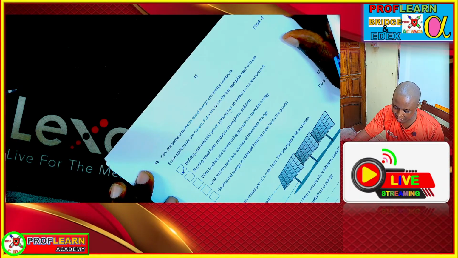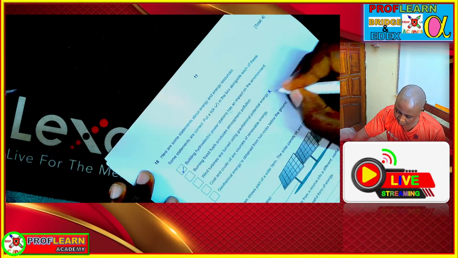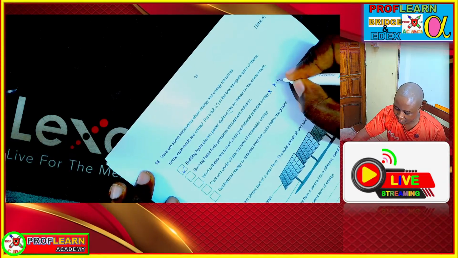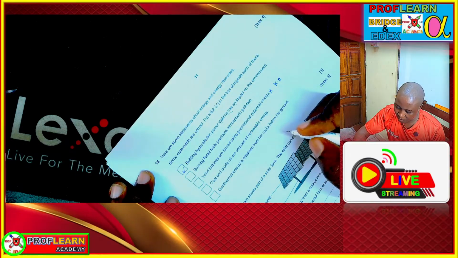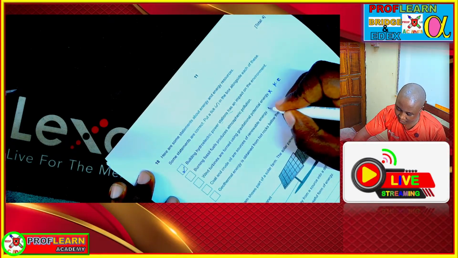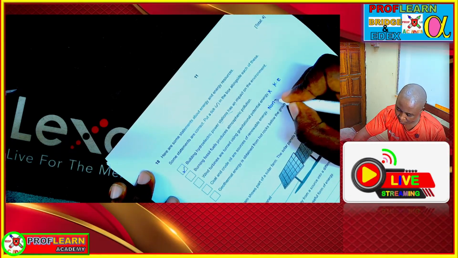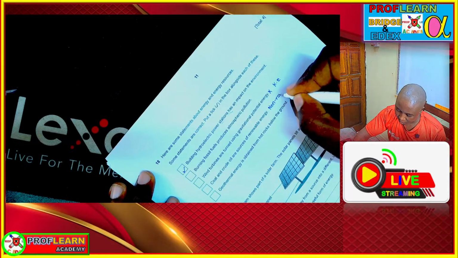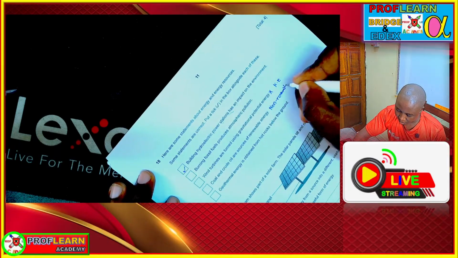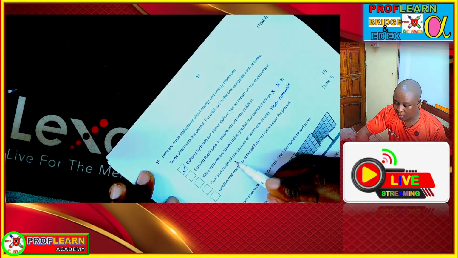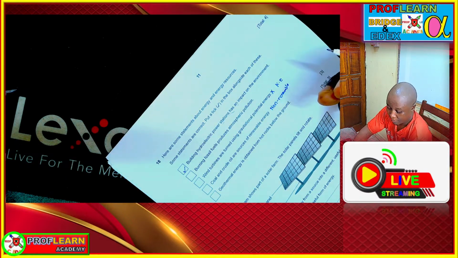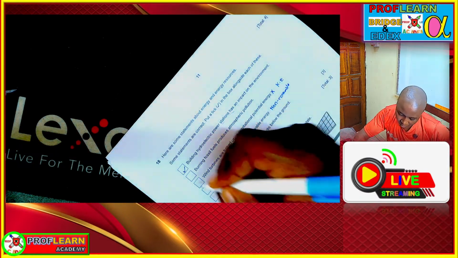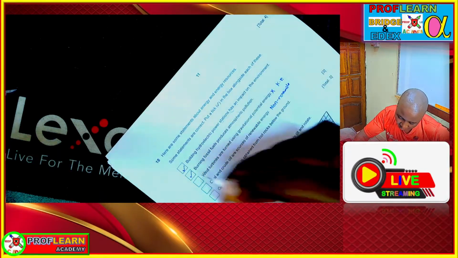Wind turbines are turned using gravitational potential energy. This is very wrong. It's kinetic energy. Coal and crude oil are sources of renewable energy resources. These are non-renewable, because they can be depleted, they can be finished up. So that is why we cannot tick that. So this is correct, this is wrong.